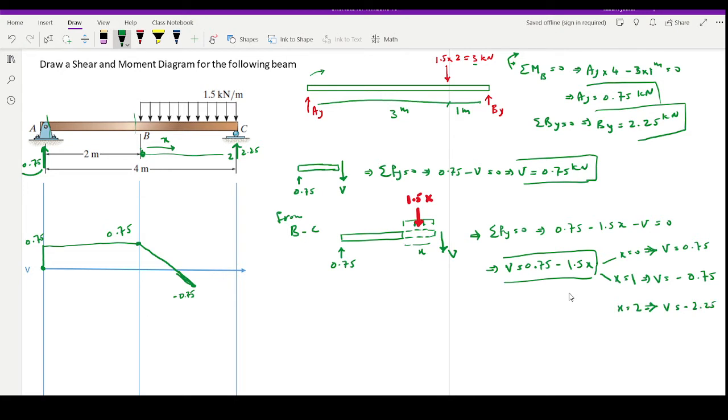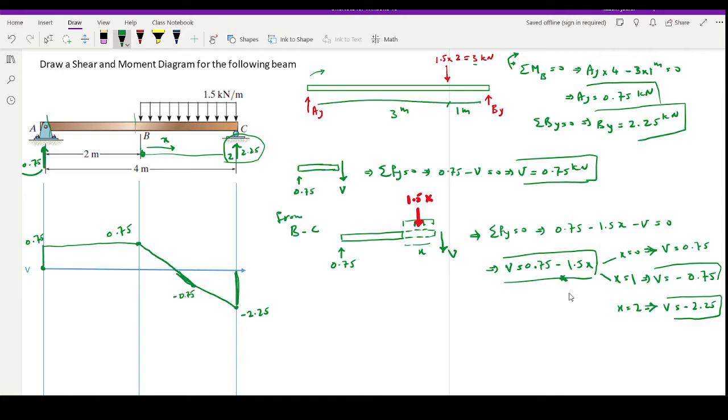Don't forget, first I put x equal to 0 in this equation, then I put x equal to 1 in this equation, and now I'm putting x as 2 because the last point is 2 meters from B. And you see that I'm getting a value for V that is equal to negative 2.25. So I'm going to extend it to this point, which is negative 2.25. How much is the support reaction at this point? It's 2.25. Oh, that's great. That means that these two are meeting with each other.